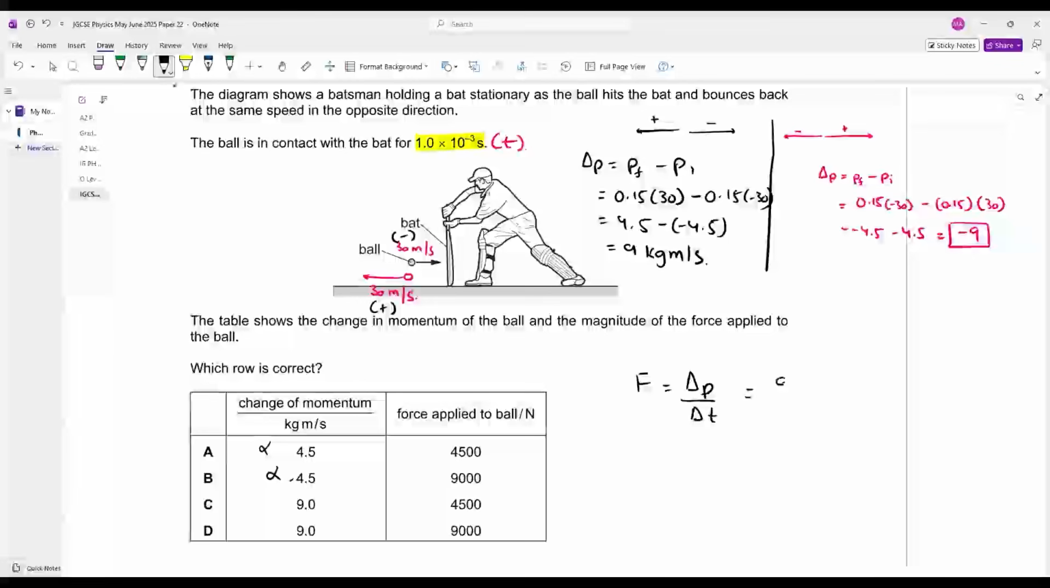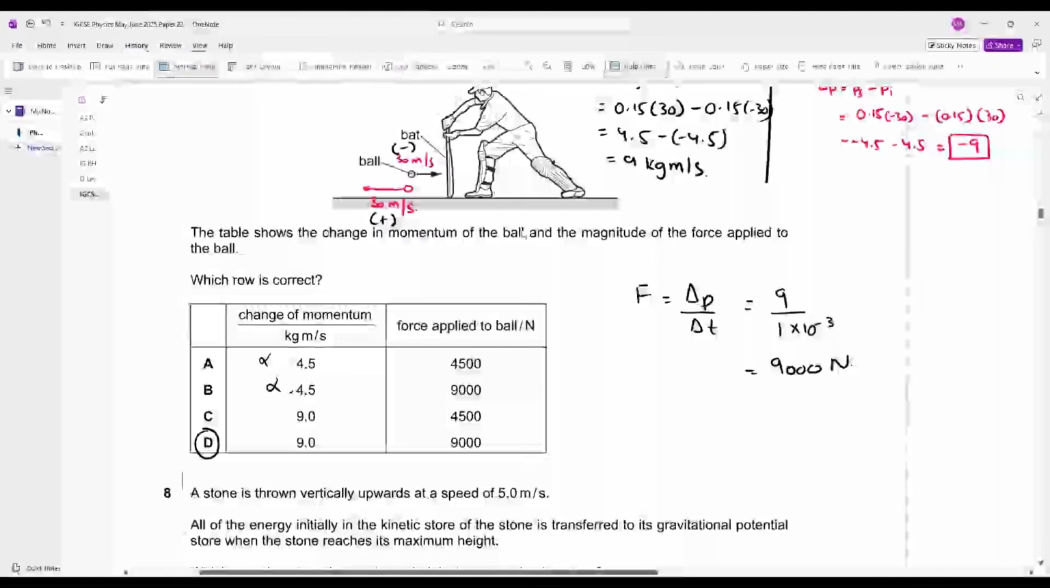Change in momentum beta kya hai? 9. What is your time? 1 into 10 to the power of -3. What will your force come out to be? 9,000 Newton. D is your answer. Change in momentum 9 hai, force 9,000 hai.